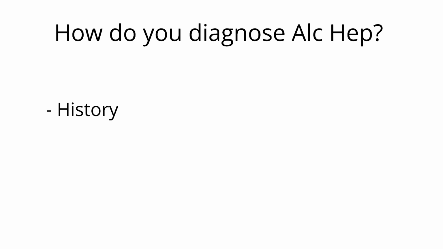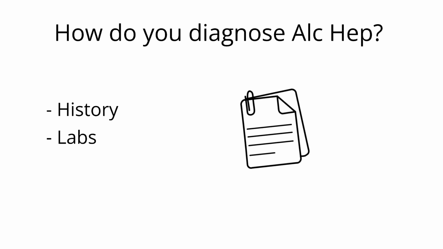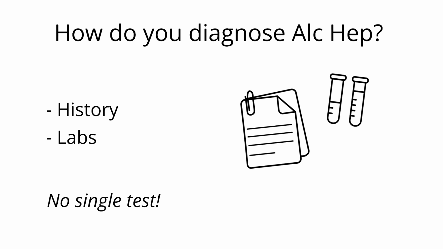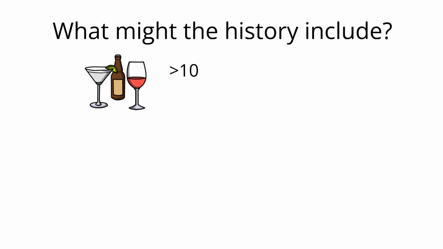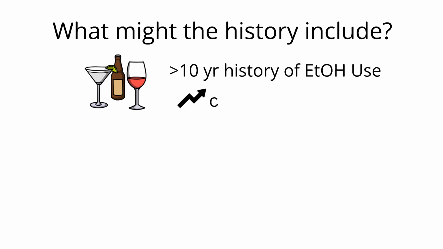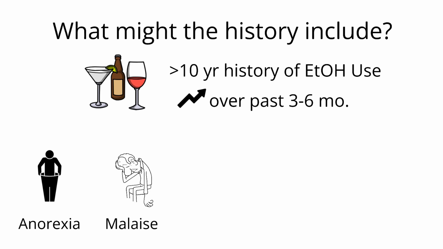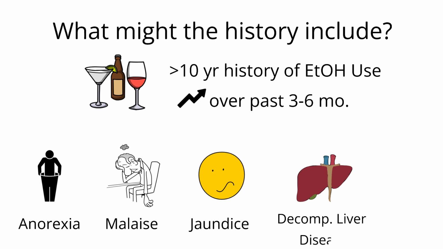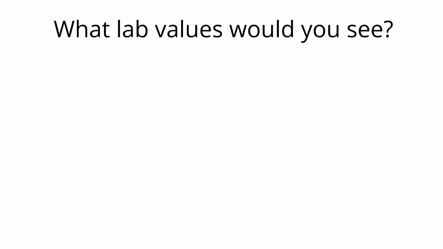Diagnosis is usually made by clinical history and lab values, so there is no single test that can confirm the diagnosis of alcohol-associated hepatitis. A history might include a minimum of 10 years of drinking, with an increase over the last 3 to 6 months, and symptoms of anorexia, malaise, and jaundice. We may also see symptoms of generalized decompensation from chronic liver disease, such as worsening ascites, GI bleed, and hepatic encephalopathy. What are the lab values you may see in Alc Hep?